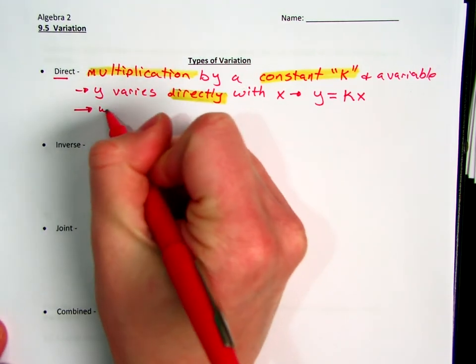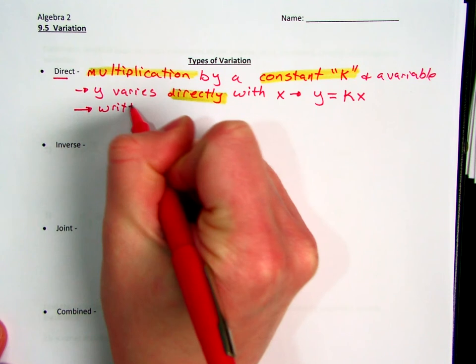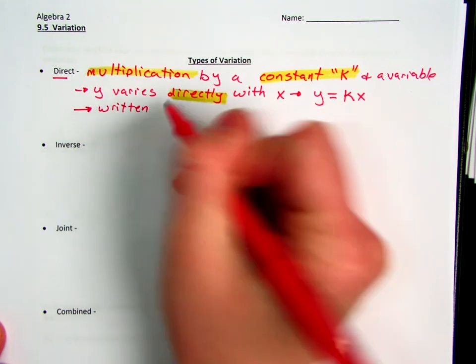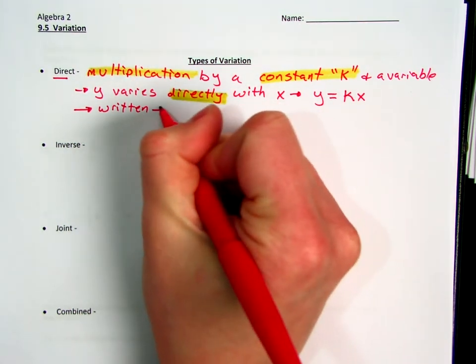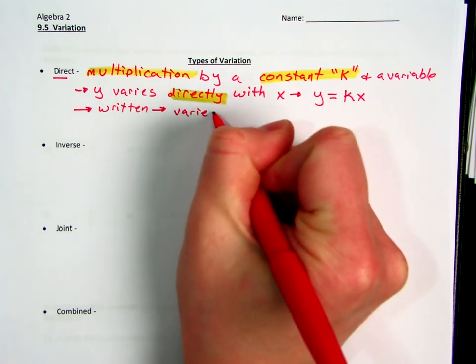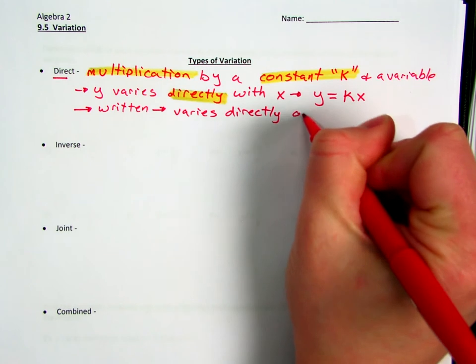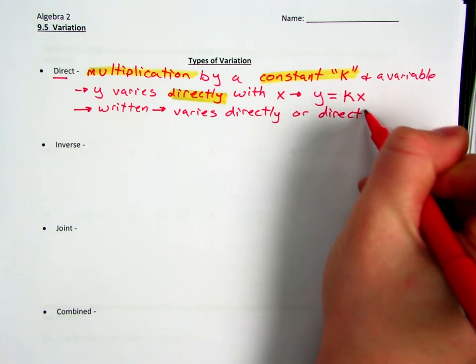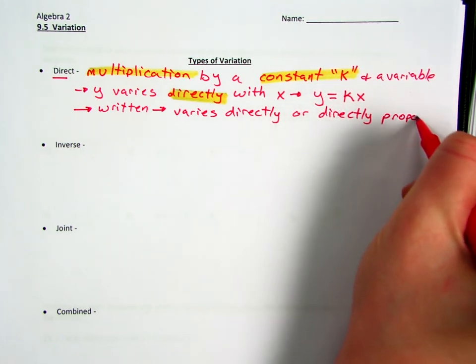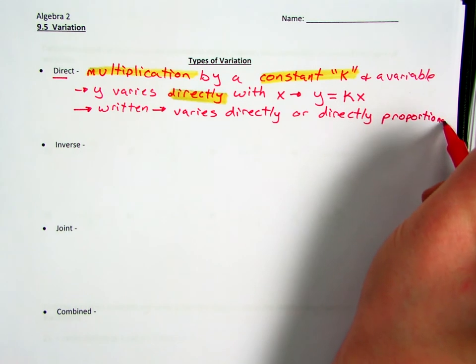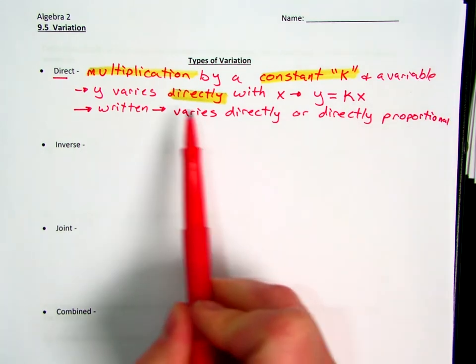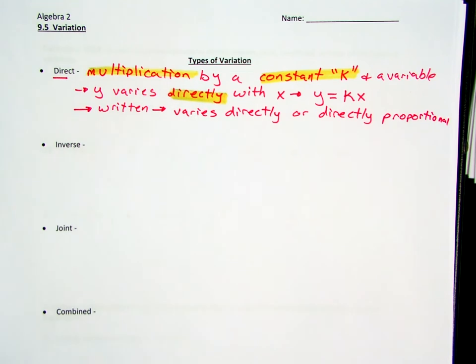When I ask you to write this out, or to tell me what type of variation it is, when you're looking at a word problem, they might say, just like we did there, varies directly, or they might say something along the lines of directly proportional. They really do mean the same thing, and they're still indicating that you need to multiply. So whether it says varies directly or is directly proportional to, that still means we should be multiplying that constant by x. Okay? So direct is multiplication.